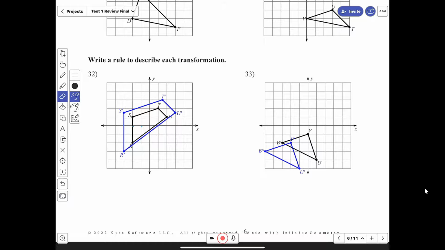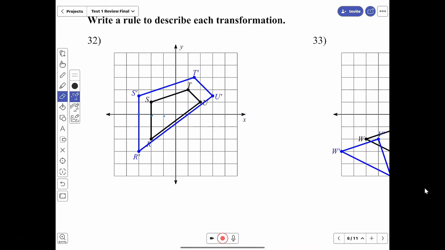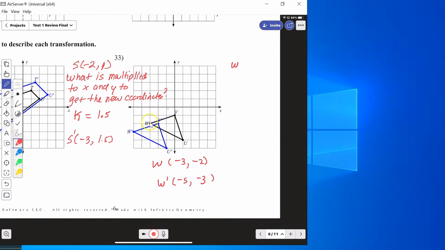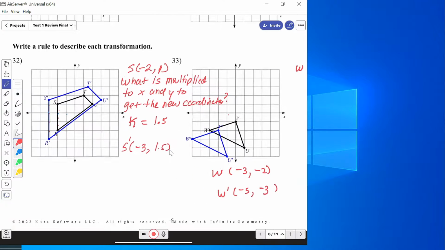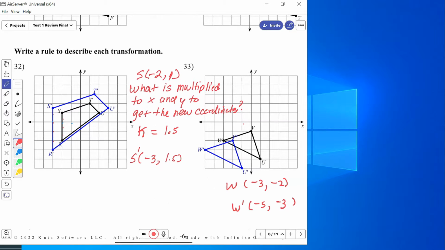We're dealing with a transformation rule in which we want to figure out the scale factor. So like I was saying earlier, you have negative 2, 1 as one of your points, and then you have negative 3, 1.5. And you ask yourself, what do you multiply negative 2 by to get negative 3? Which in this case is 1.5. What do you multiply 1 by to get 1.5? Well, that's 1.5. I want you to try to do 33 on your own.